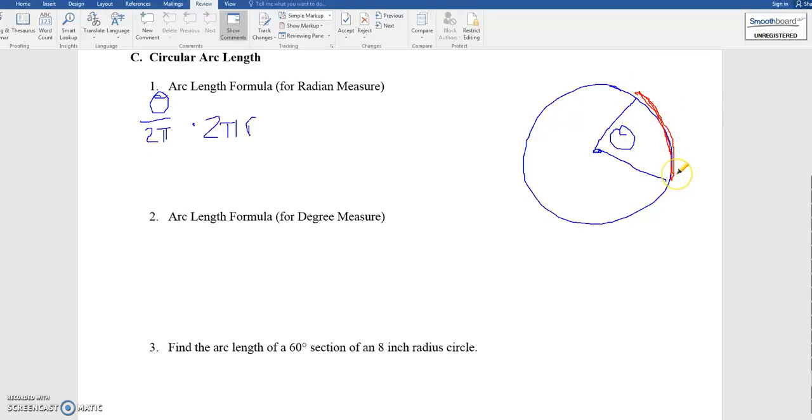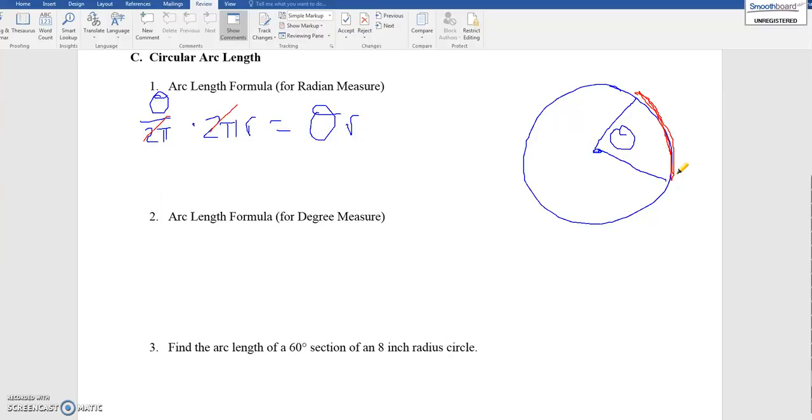And hopefully you can see right away that some things are going to cancel out nicely. We have 2 pi's in both the numerator and denominator. This will cancel out with that. And so in the end, our simplified formula in radians is simply theta times r. That's a pretty simple thing to remember. So that's one reason why we like it so much, is that radian measure gives us a very easy way of thinking through this.